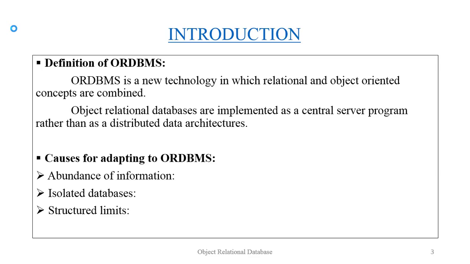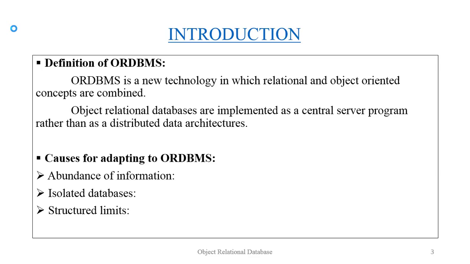Causes for adapting to ORDBMS include mainly abundance of information. Advances in the complexity of information cause drawbacks for databases. Relational databases are made for organizing data by common characteristics. Complex images, numbers, and multimedia products refuse such easy categorization. Second cause is isolated databases. Complex relational database systems lead to databases becoming islands of information where information cannot be shared easily from one large system to another.